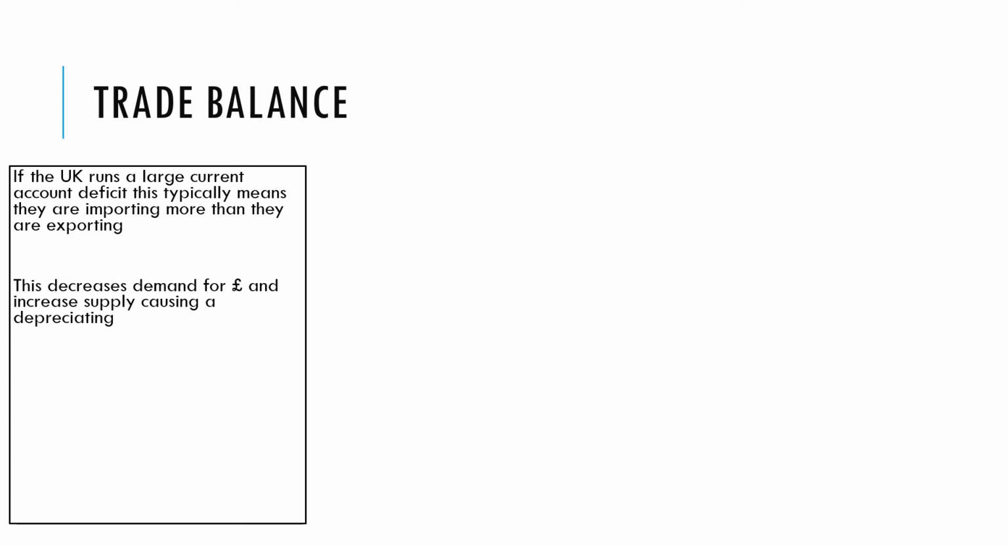Now our final factor that might influence the exchange rate is the trade balance. And so by trade balance we mean the balance between imports and exports. So if the UK runs a large current account deficit, this typically means they're importing more than they are exporting. This decreases demand for the pound and increases supply, causing a depreciation. In the long run, this may correct though, because it causes depreciation, and as the pound weakens, it makes imports more expensive and exports cheaper, which might help balance the current account deficit in the long run.